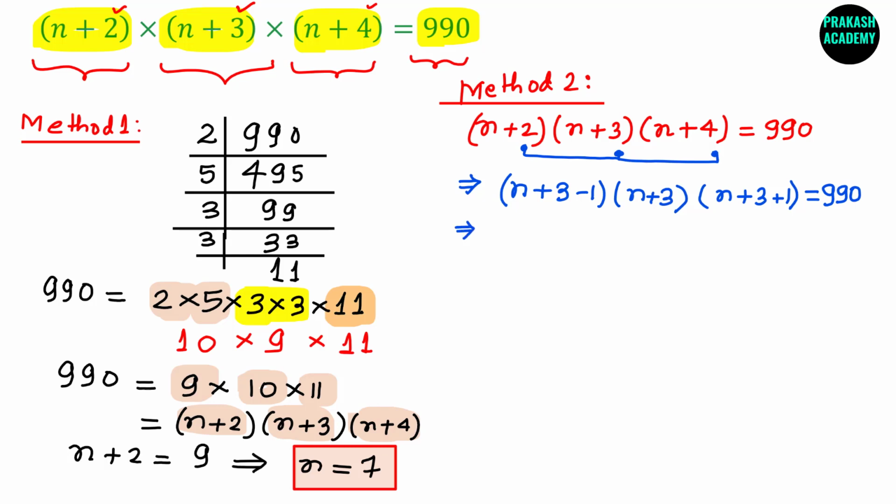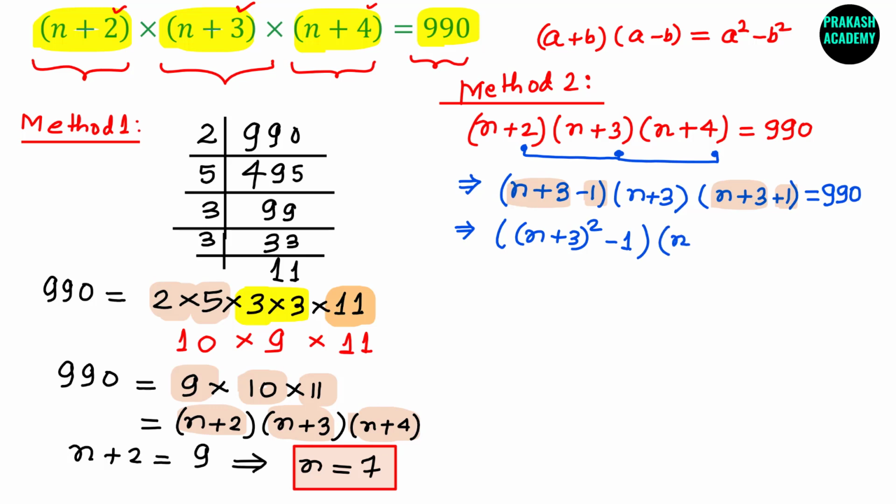Now you see here you have n+3-1 and here you have n+3+1. So now I can apply the algebraic identity. If you remember, (a+b) into (a-b) is equal to a squared minus b squared. So if I apply this formula, this will become (n+3) whole squared minus 1 squared, that is simply 1. And this into (n+3) is equal to 990.